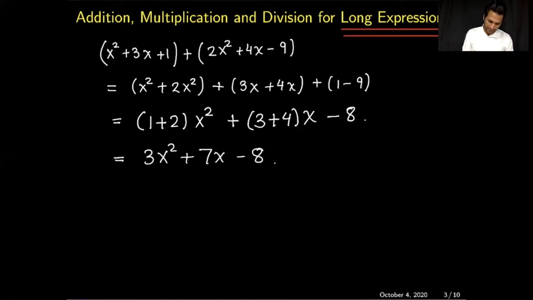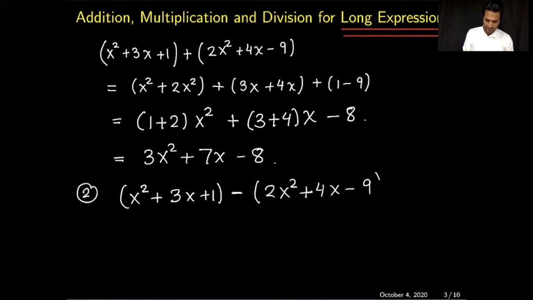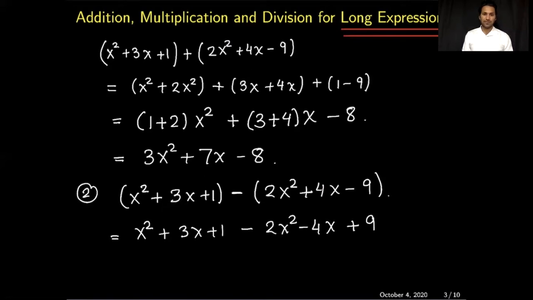Let's take one more example. My second example is if you have to subtract two expressions, like x squared plus 3x plus 1, with a negative sign, 2x squared plus 4x minus 9. Before you perform the operation, you have to distribute the negative sign to each term. So this will be x squared plus 3x plus 1 minus 2x squared, minus 4x, plus 9.